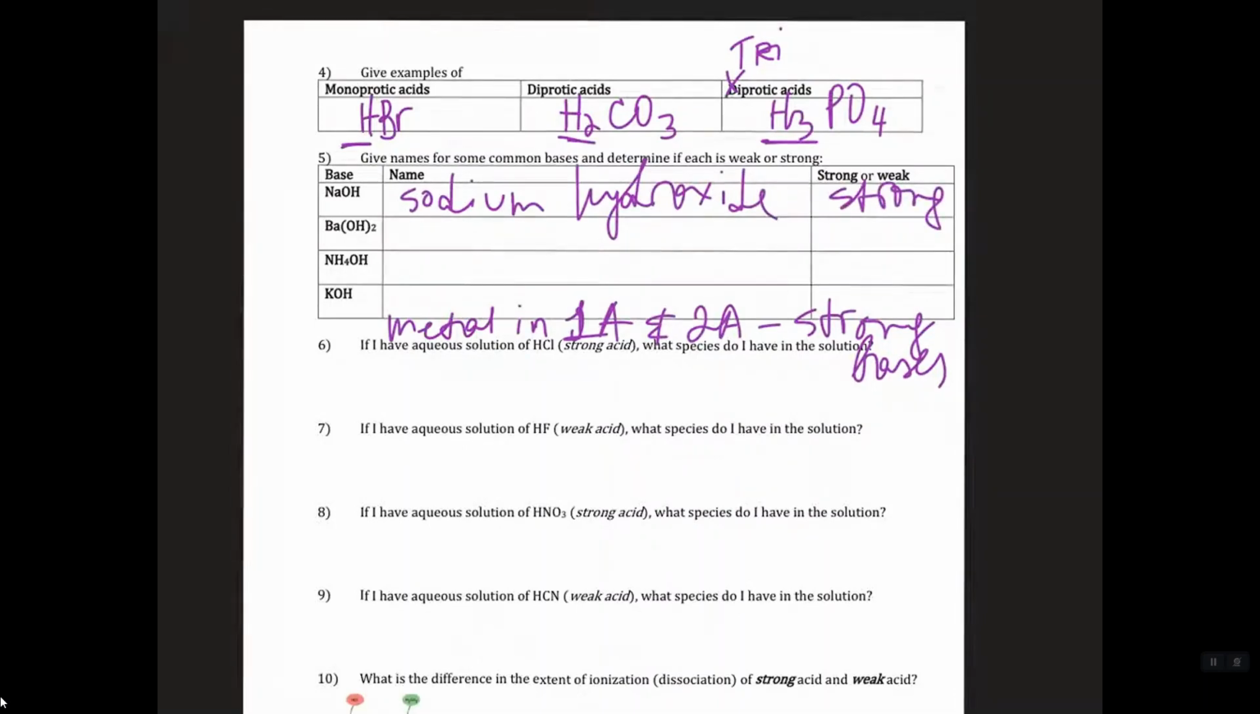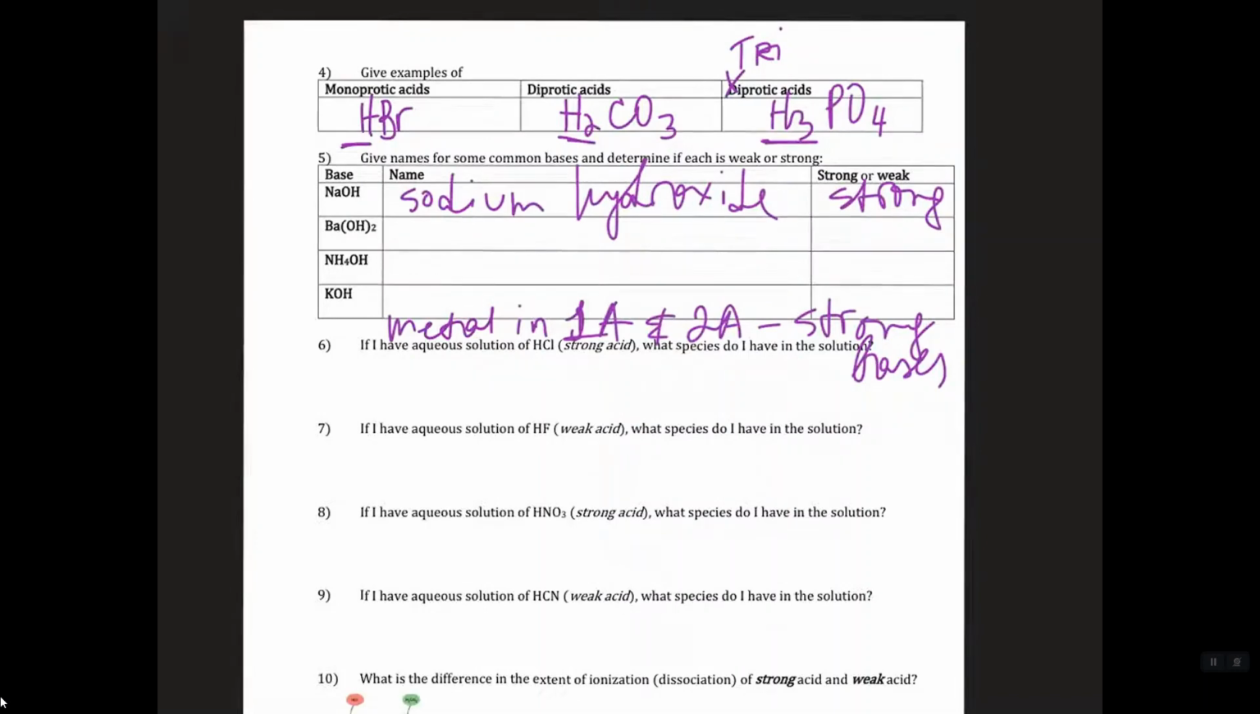Strong base and weak base is the same idea as with acid. Strong bases dissociate completely. So when you put them in water, every single molecule of ionic compound that you put is going to break down into individual ions, versus weak is going to somewhat break down, not completely.